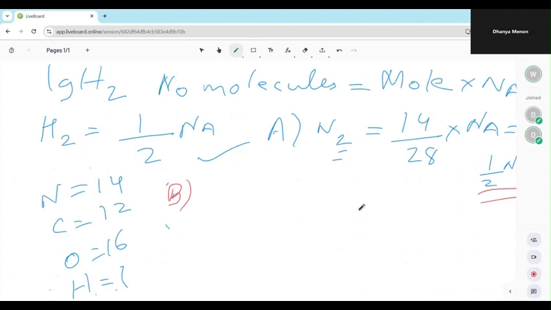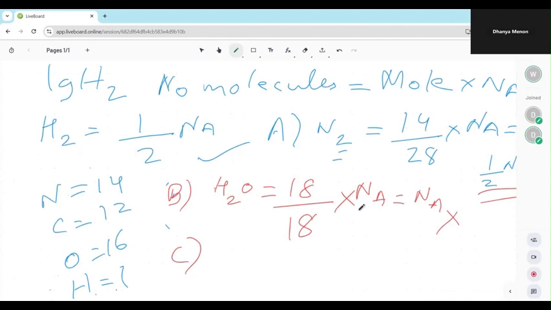B is water. Finding the moles of water, the mass given is 18 over 2 hydrogen plus 16 oxygen, that comes to 18. I'm writing it directly because by now you know how to find the moles times Na. So this comes to 1 Na. This is not our answer.